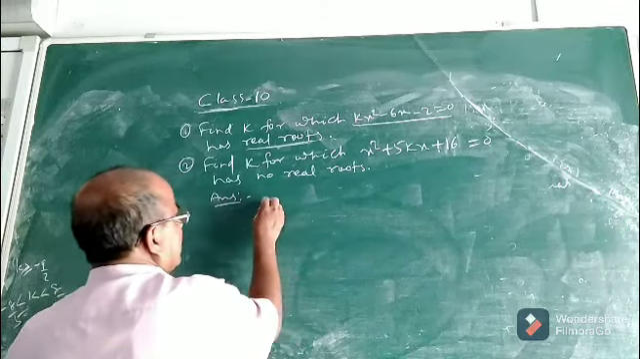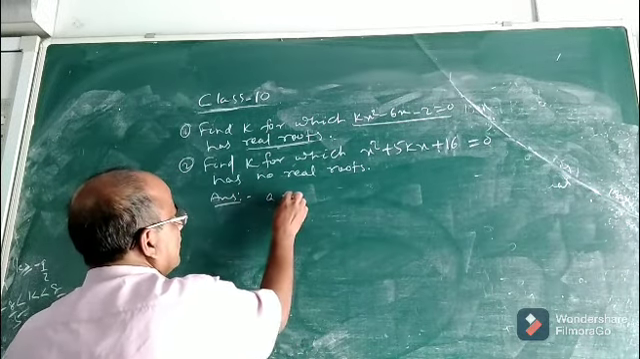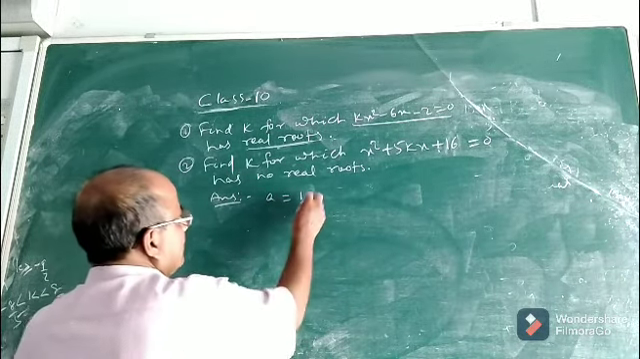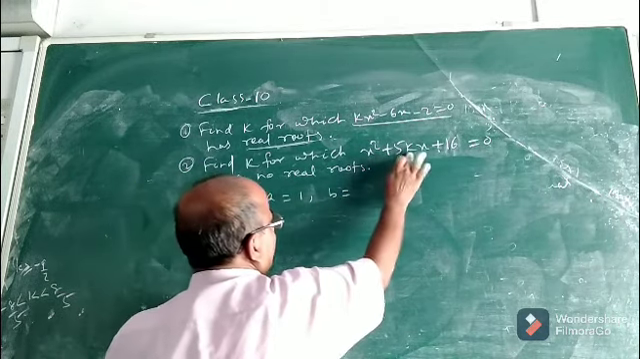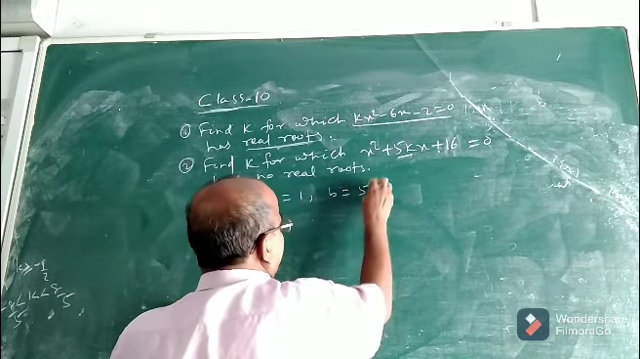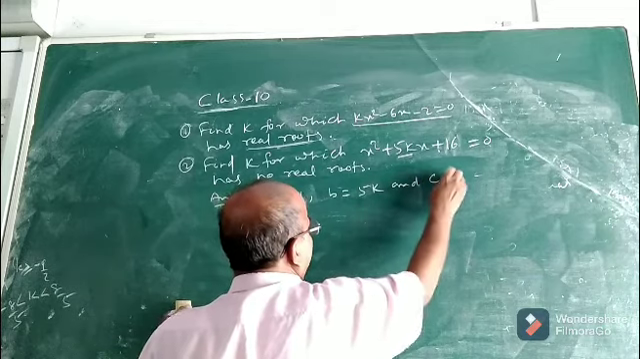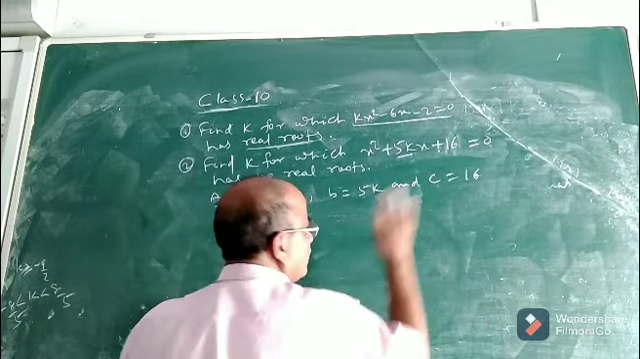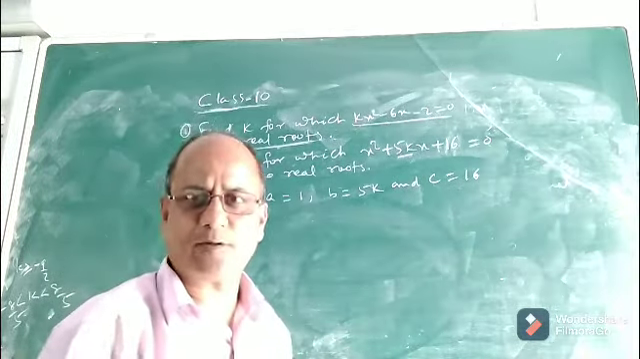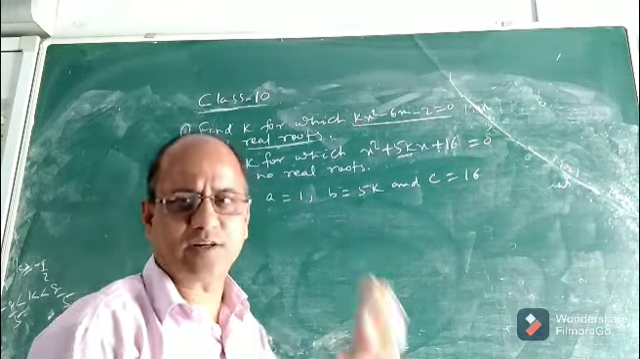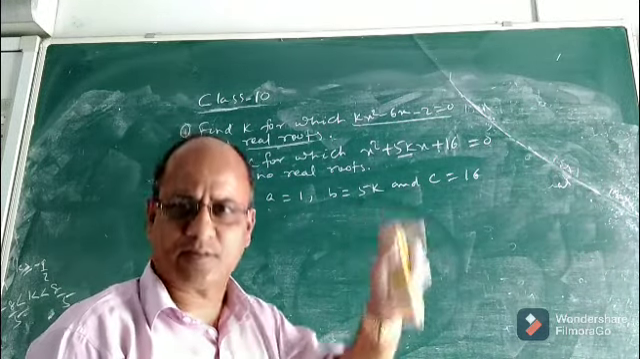So here a will be equal to 1. b will be 5k, and c will be 16. These are the values of a, b and c which we can find from the given quadratic equation, because it is in the form of ax square plus bx plus c equal to 0.